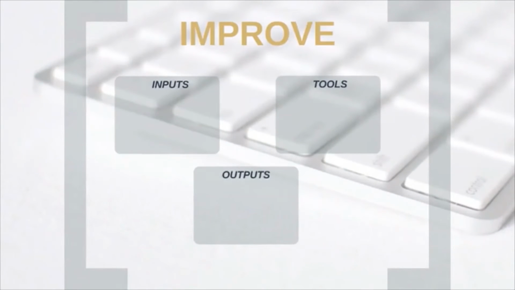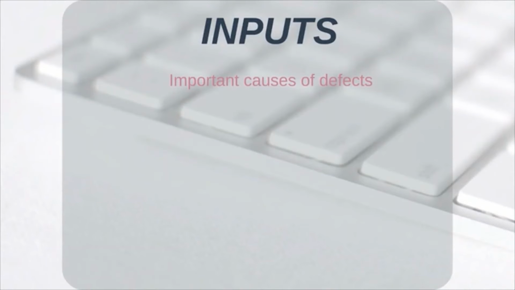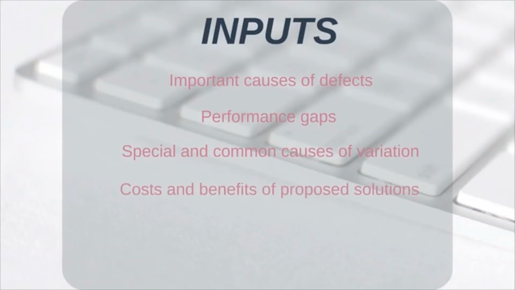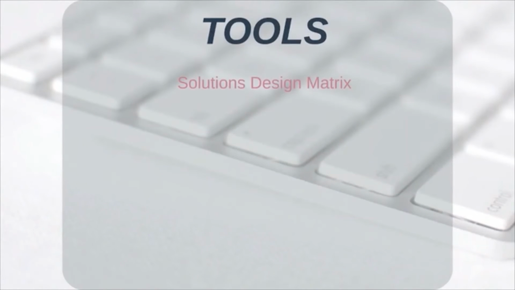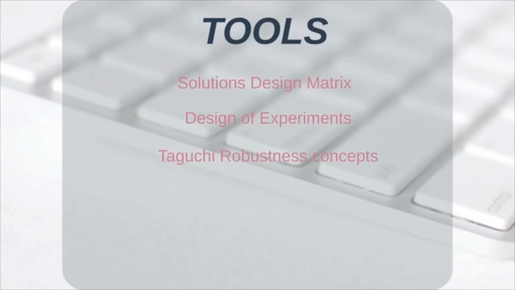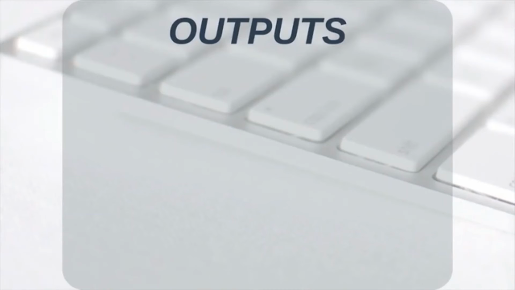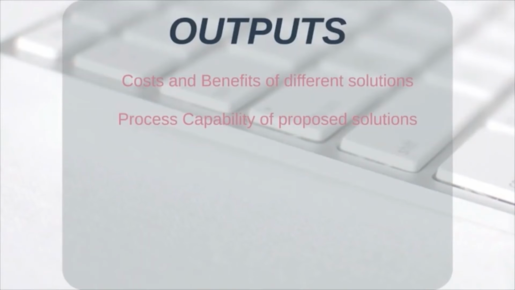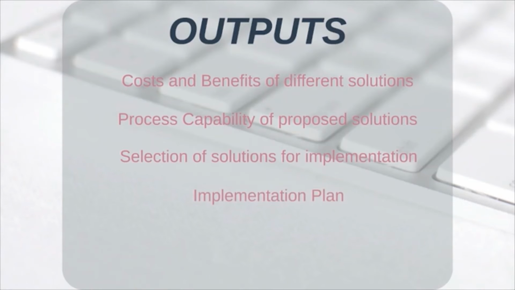In the improve phase, the inputs are important causes of defects, performance gaps, special and common causes of variation, cost and benefits of proposed solutions, points of failure. The tools required in this phase are Solution Design Matrix, Design of Experiments, Taguchi Robustness Concepts, Response Surface Methodology. The outputs of the improve phase are cost and benefits of different solutions, process capability of proposed solutions, selection of solutions for implementation, implementation plan.